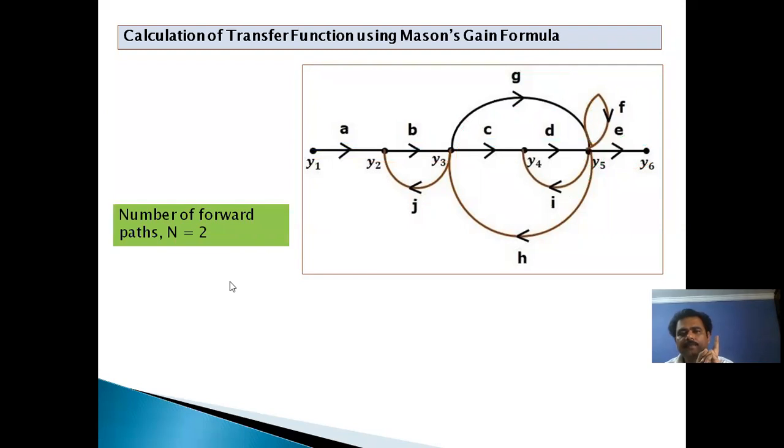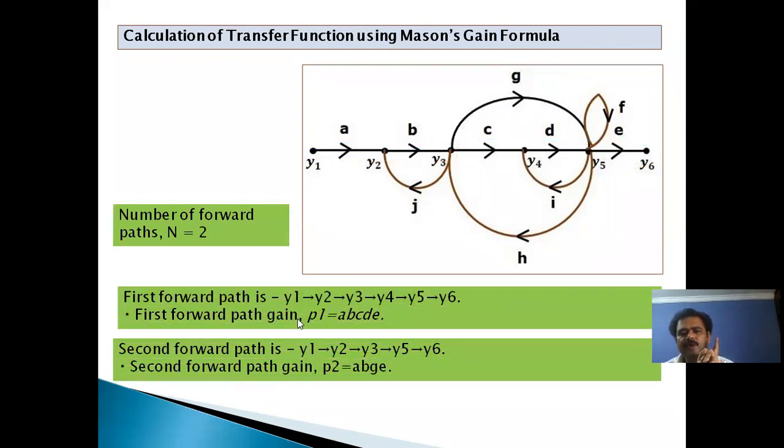So number of forward paths, that is 2. The first forward path is y1 to y2, y2 to y3, y3 to y4, y4, y5, and y6. Okay, its forward path gain, and similarly second forward path and its forward path gain is. Note down this.